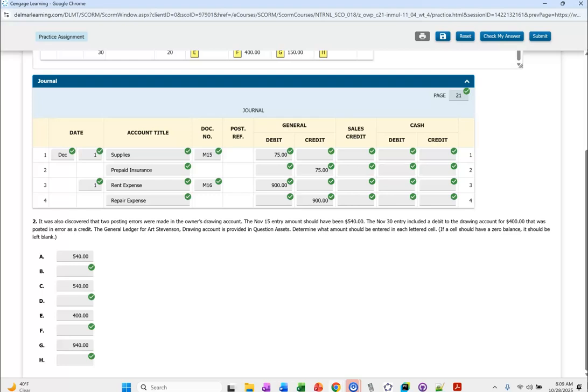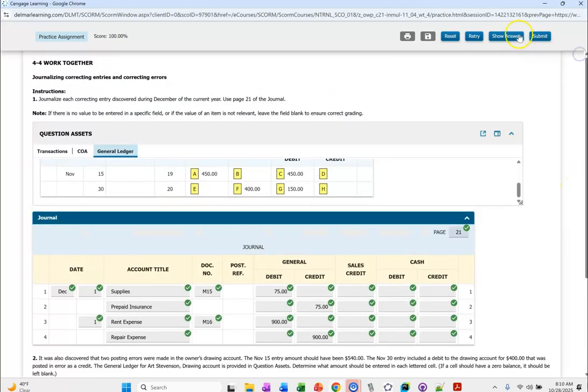Because it tells us in the question that the November 30th entry included a debit to the drawing account for $400 that was posted in error as a credit. So basically, I'm moving that $400 from the credit column to the debit column. Why is it 940? Because 540 is my new total, and then I'm adding 400 to that. If I check my answers, that all looks good. Does that feel okay, everybody? Walking through this one.